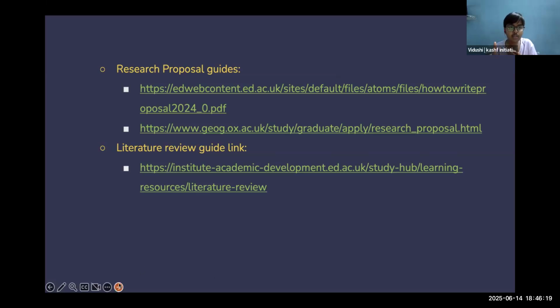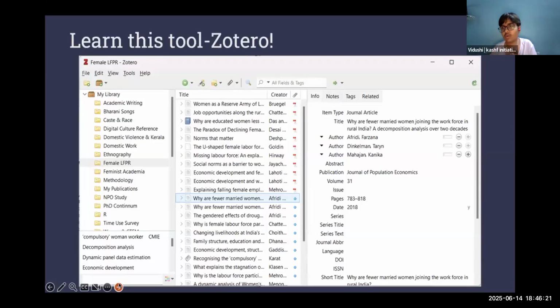So the next one, just the last bit on Zotero. Learn this tool on citation. Zotero, very useful. We have done a session on citation and Zotero specifically. It's on our YouTube channel. Go there. So many of you might be familiar. If you're not familiar, it's a reference management tool.